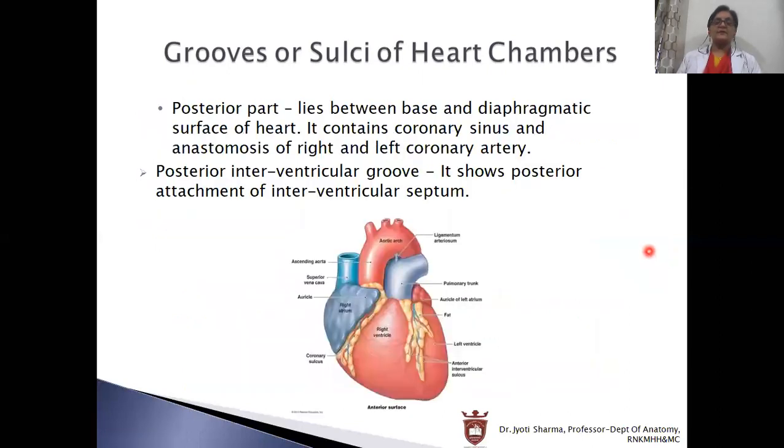The posterior part of the coronary sulcus lies between the base and the diaphragmatic surface of the heart. It contains the coronary sinus and anastomosis of the right and left coronary arteries. The posterior interventricular groove shows the posterior attachment of the interventricular septum. Here we can see the coronary sulcus between the right and the left ventricle. It is the right anterior part of the coronary sulcus.